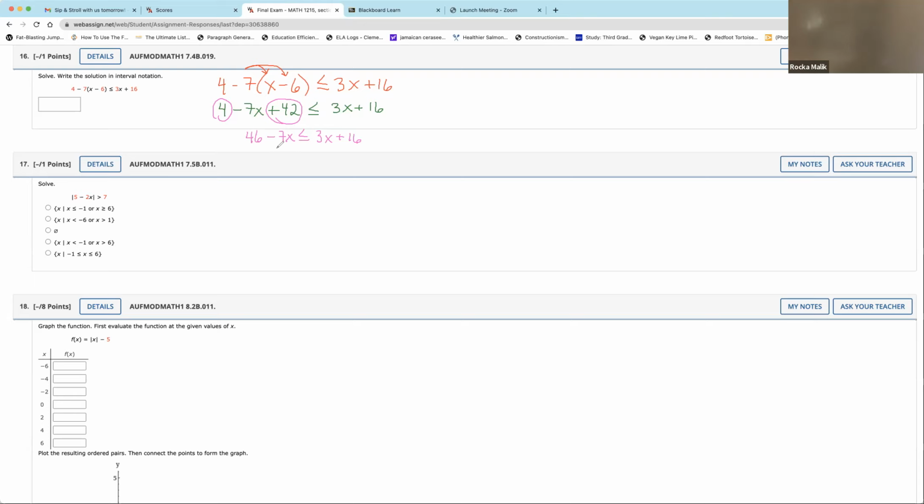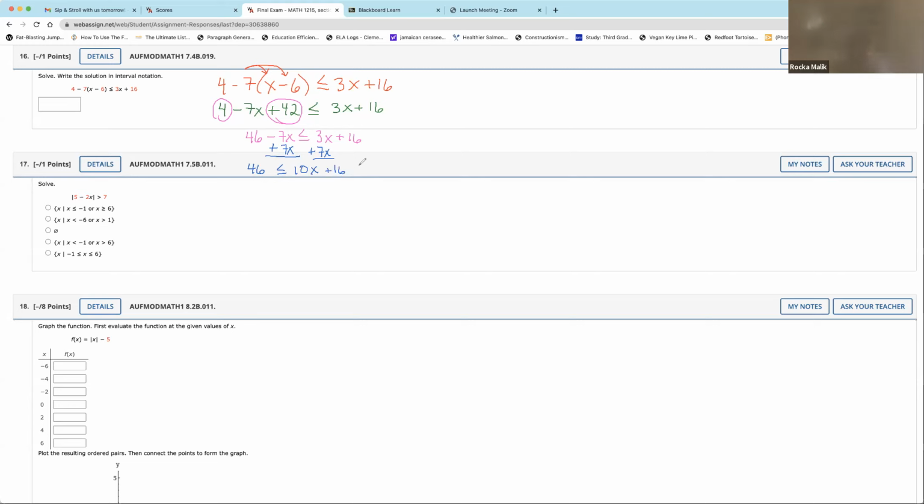I want to work with the 7x to be positive, so I'm going to move it over to the right side. I'm going to choose for my x's to be on the right side and just numbers on the left side. So I have 46, less than or equal to 3x plus 7x, which is 10x, plus 16.